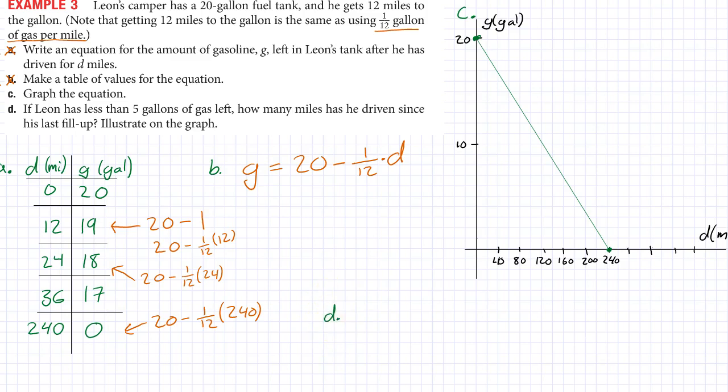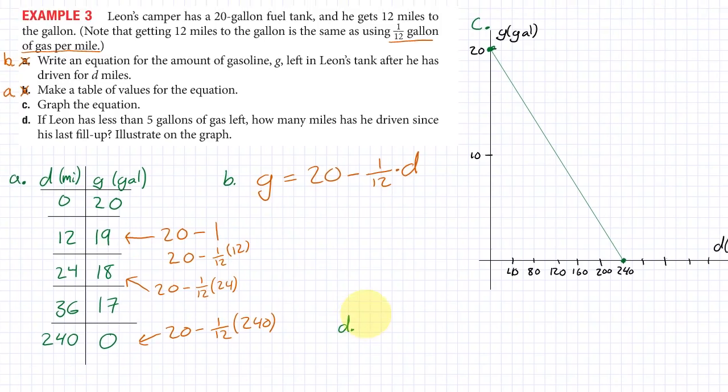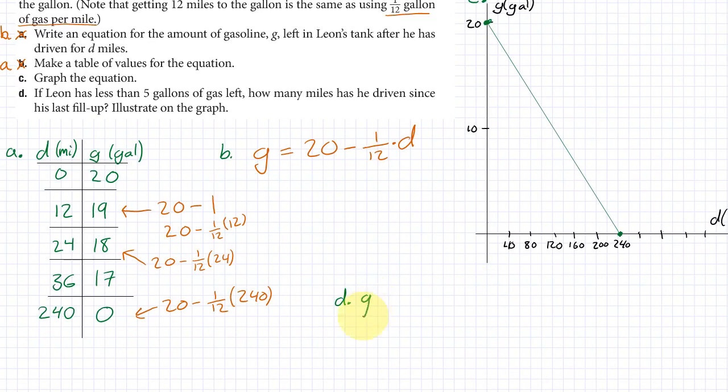Now, the question is saying if he has less than 5 gallons of gas, that means that G is less than 5. That's writing that using algebra symbols. Now, this G should be equal to this, because the question is asking what is D, how many miles has he driven. So we want to know what is D.